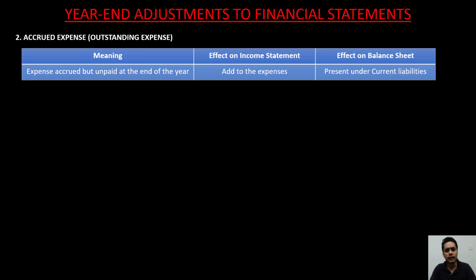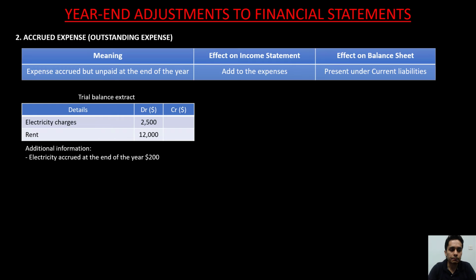Now, what would be the treatment? If it was paid, it would have been included in the trial balance, right? But our actual payment of expenses should not affect our income statement. Going by that logic, you have to manually add the amount of unpaid expenses to your expenses in the income statement. In the balance sheet, these expenses which remain unpaid are obviously business liabilities. Now in the near future, you will have to pay these liabilities in the next year. So from the balance sheet point of view, these amounts will be shown in the current liabilities.